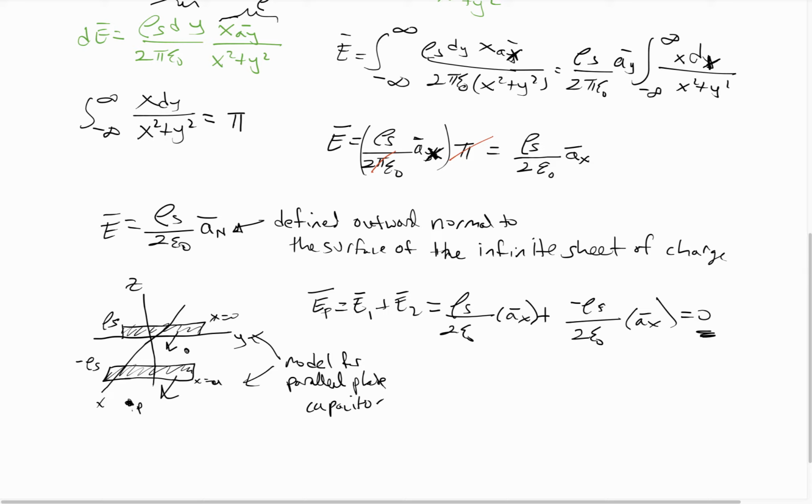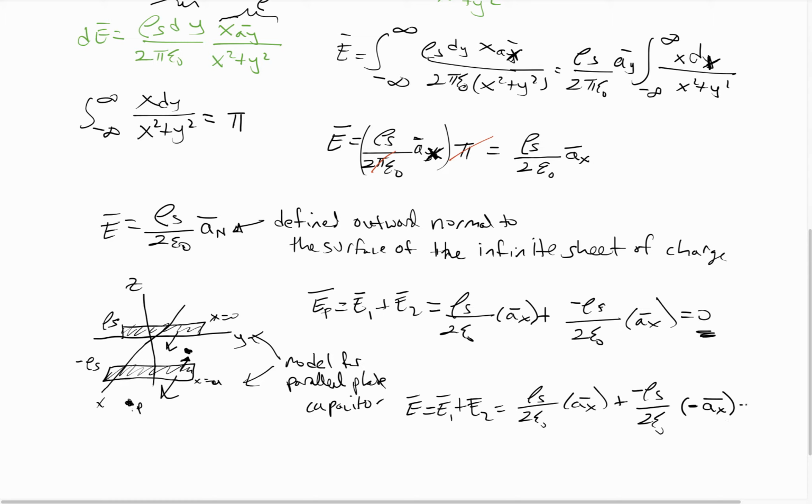Now what would it be if we pick some point in here? Okay, so let's do the same calculation again. E is going to be E1 plus E2. And so E1 is still going to be the same. This is outward normal to that point. And so we're going to have rho s over 2 epsilon 0 and a positive ax. And then we throw in our other term, minus rho s over 2 epsilon 0. But what is this one now? Now the vector is pointing this way to that point. And so this is going to be a minus ax.